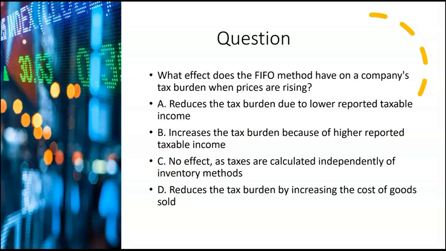All right, so first in, first out, when prices are rising means what goes to cost of goods sold? The older, cheaper items, which keeps cost of goods sold down, gross profit up. And if gross profit's up, taxable income is going to be up. And if taxable income's up, that's going to increase the tax burden. Which one says it best? A says reduces the tax burden. No. B increases the tax burden because of higher reported taxable income. Yeah, that's what it sounds like to me. C, no effect. No. D, reduces the tax burden.